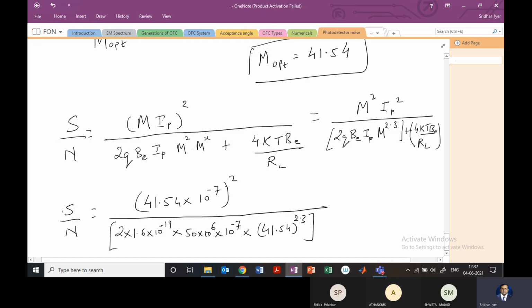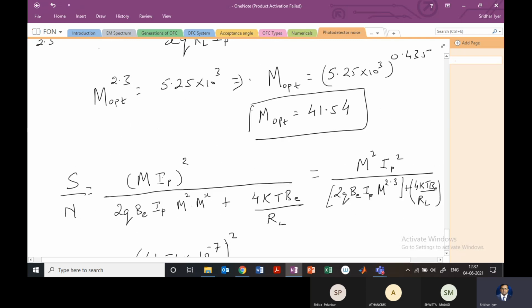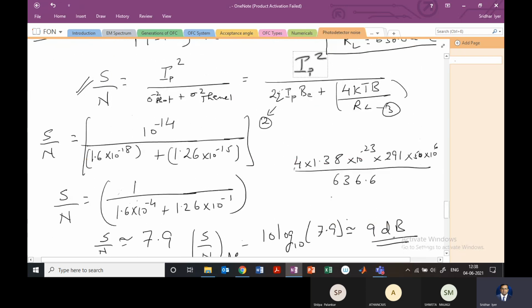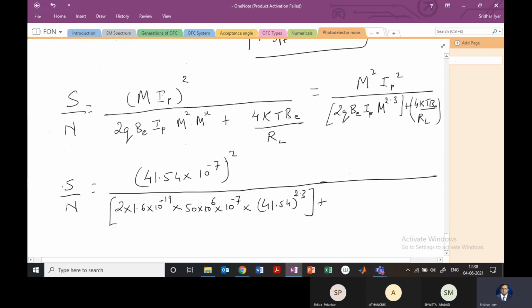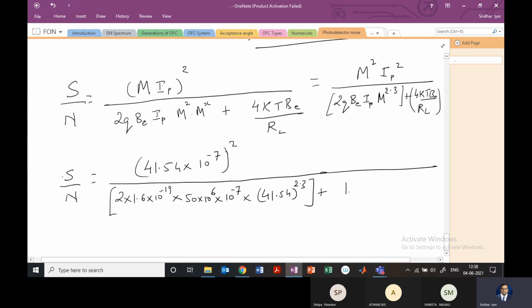So this will be the shot noise plus 4 into... no need to calculate the thermal noise again. From part A, we already know the thermal noise. So in part A, if you have calculated 4KTB by RL, that is enough. So this is the value here, 1.26 into 10 raised to negative 15. This corresponds to this value, and I'm just going to use that. So the thermal noise is just 1.26 into 10 raised to negative 15. Okay, so let's evaluate this and see what answer we get.